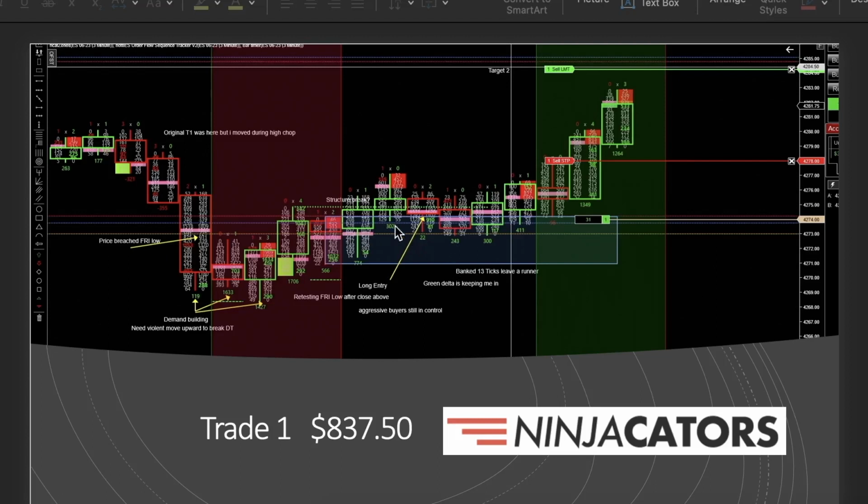Took a trade here and kind of highlighted out this zone here where I was comfortable taking a trade. I took a 3 contract trade, and as you saw in the video, I kind of moved my target 1 down to capture some profits and then left a runner, and that one worked out very well. So that was a nice trade here.